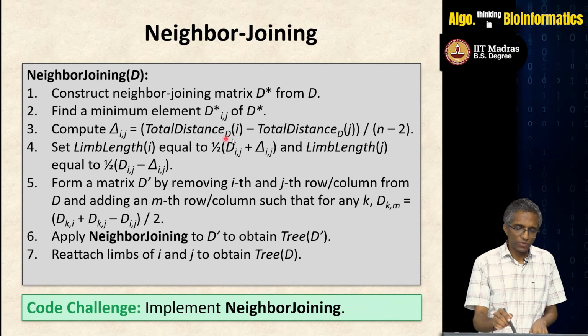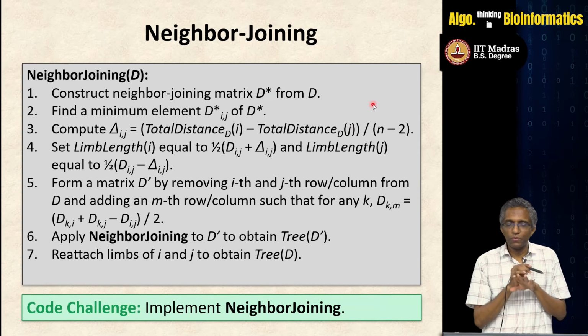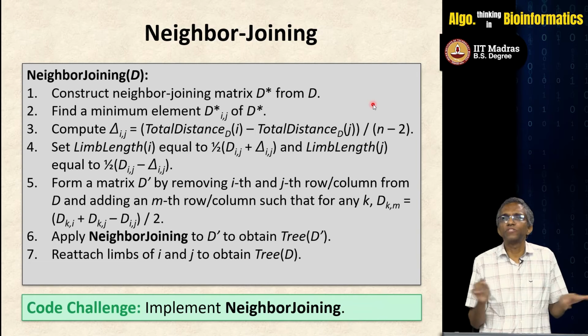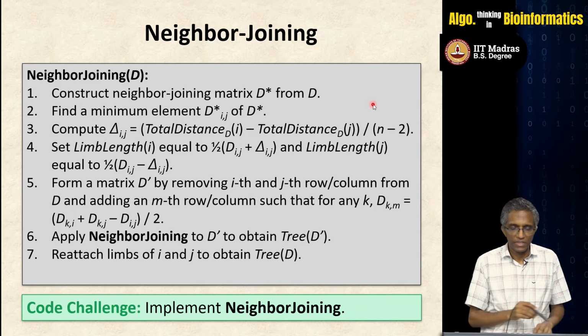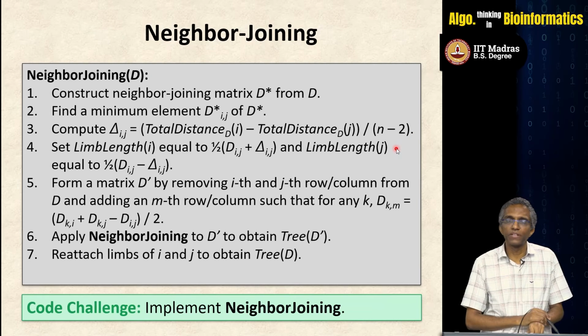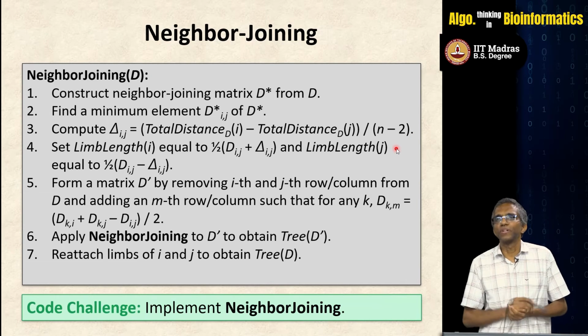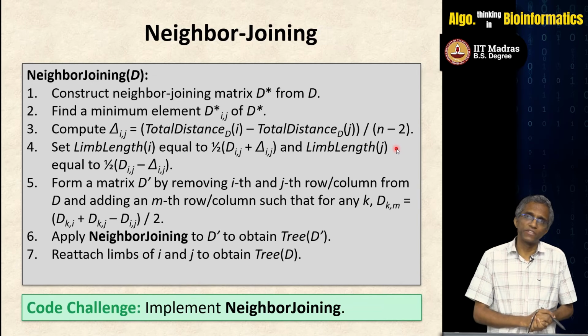So, by looking at the total distance of i to all of the leaves and the total distance of j to all of the leaves, you are trying to make the estimates of the limb lengths more robust against noise in a few leaves. Okay. And that is the main intuition on why neighbor joining also works better for cases where you do not have a perfect additive matrix to begin with.